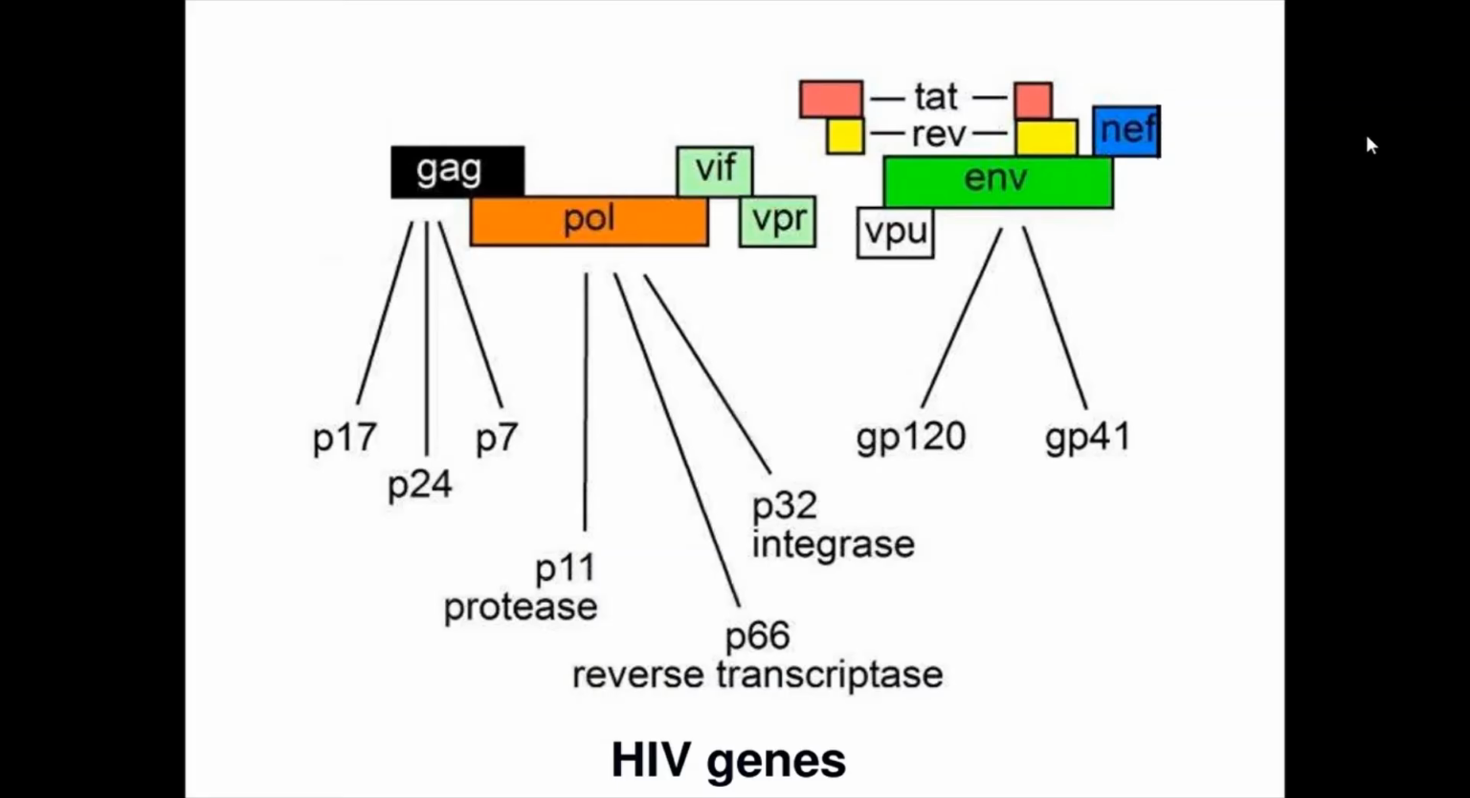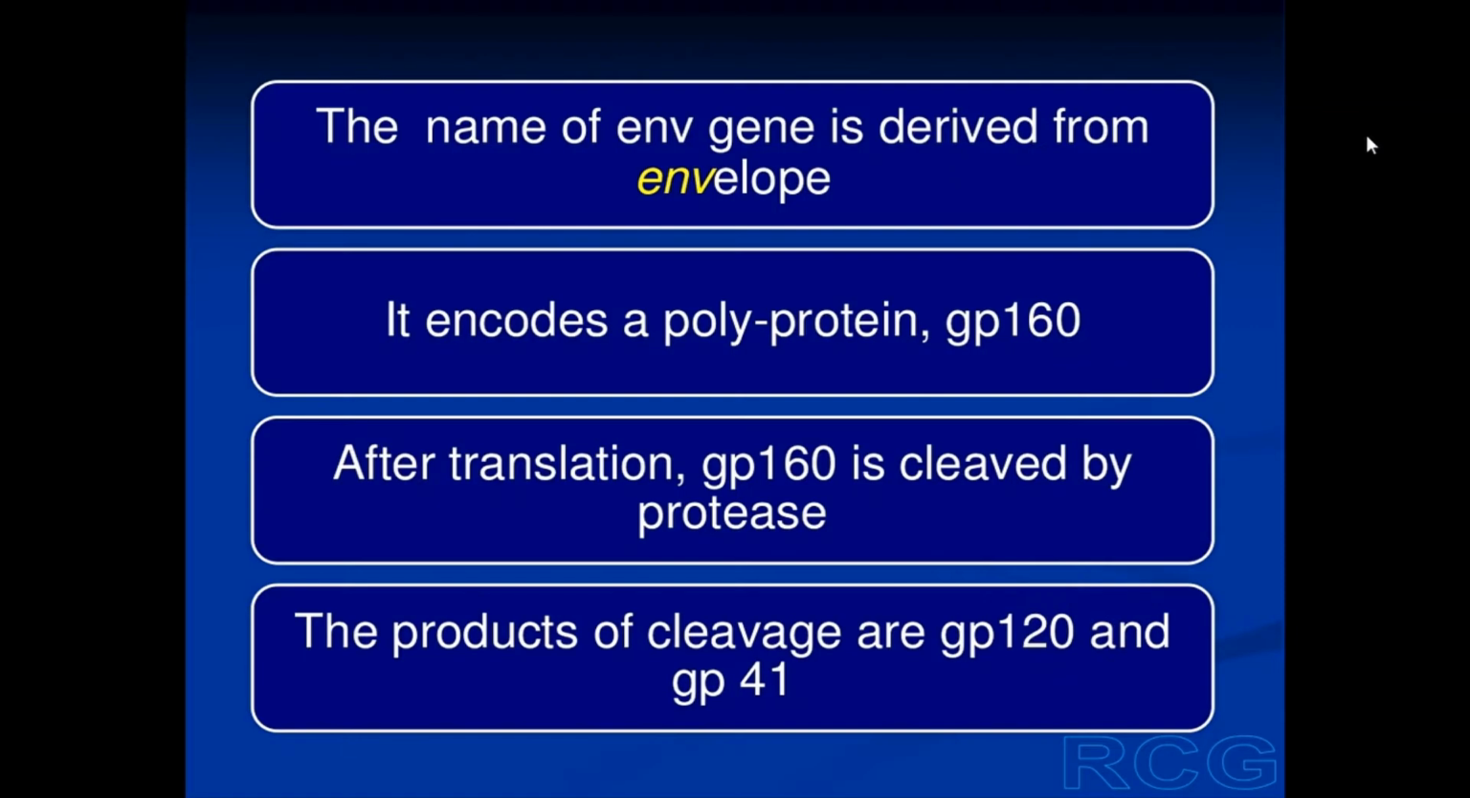From the GAG gene, P17, P24 and P7 are generated, and the POL gene results in P11 protease, P66 reverse transcriptase and P32 integrase, along with VPR and the other proteins. The envelope gene results in the GP120 and GP41 proteins, and the name of the envelope gene is derived from the envelope.